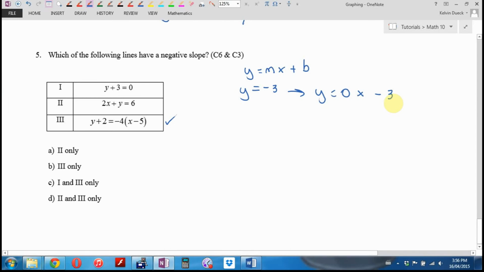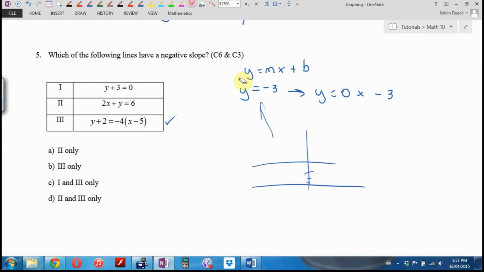Now, do we ever write 0x? No! But it's there. The slope of this is 0. By the way, what does a slope of 0 look like? Flat line. Yeah. Okay, goes with a y-intercept of -3. So this one is that line there, 3 down, horizontal. I would do that.